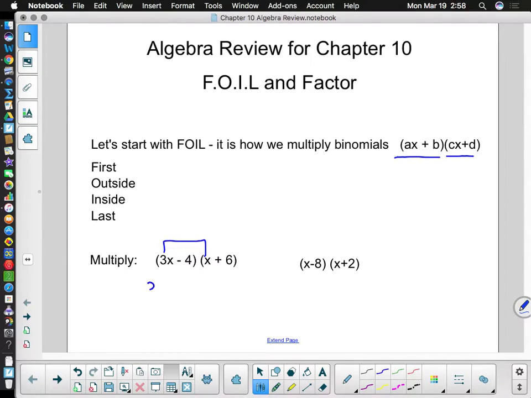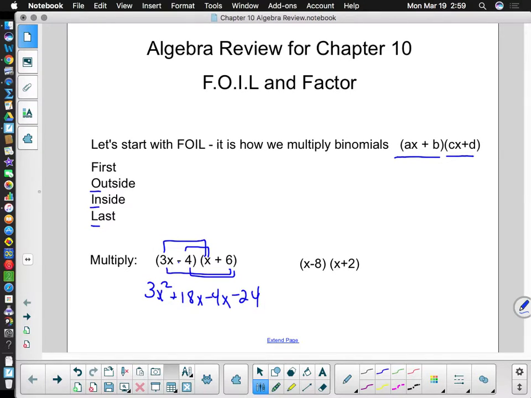So 3x times x is 3x squared. Then the outside, so 3x times positive 6. Now we have to pay attention to sign. Really important. So that's plus 18x. Then the inside, which is negative 4 times x. Now remember, the negative sign here goes with the 4. So that's minus 4x. And the last, negative 4 times positive 6 is negative 24.